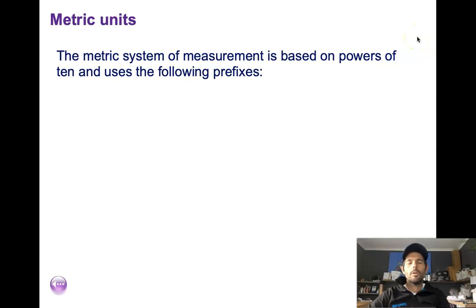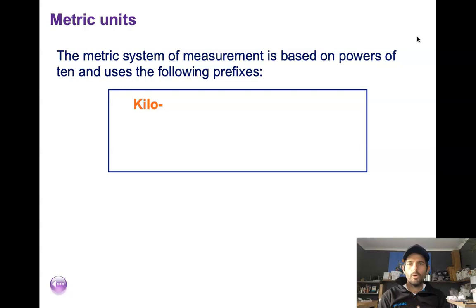Okay guys, so we're going to look at measurements today. And first we're going to look at the metric system, and the metric system of measurement is based on powers of 10 and uses the following prefixes. So prefixes are parts of a word or the beginning of a word. So we've seen the word kilo before, and kilo means 1,000. Okay, so kilogram, 1,000 grams. Kilometer, 1,000 meters. Kiloliter, 1,000 liters.